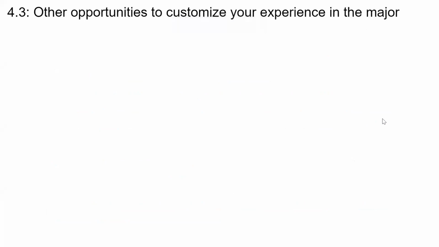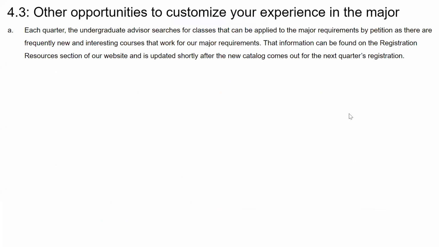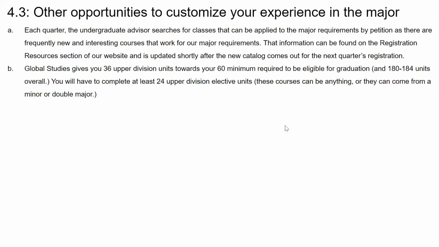So just some other opportunities to know about to customize your experience in the major. Each quarter, we look for classes that can be applied to the major requirements by petition. There's a lot of new and interesting classes, like we said earlier, that we are able to take by petition that work for our major requirements. They're just so new that we can't add them to our major sheet every single year. That information can be found on the registration resources section of our website. We have a Google Doc linked there that has additional courses that we can take by petition. We update it shortly after every new quarter's class schedule comes out. So you can take a look there.